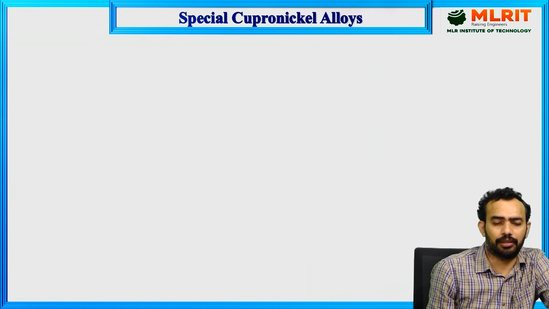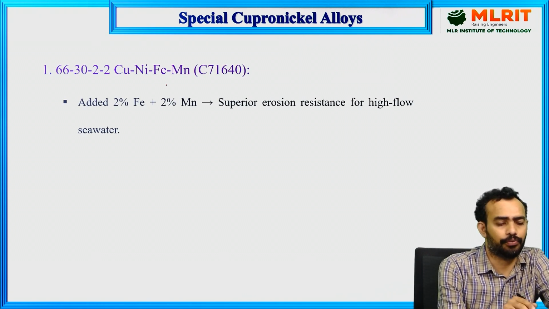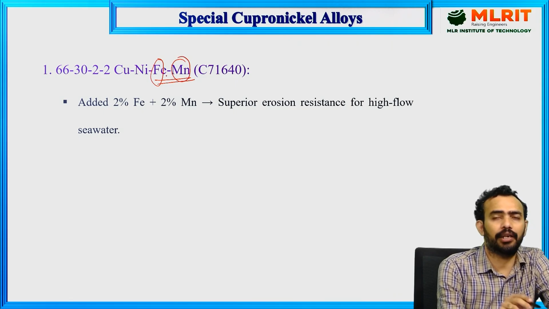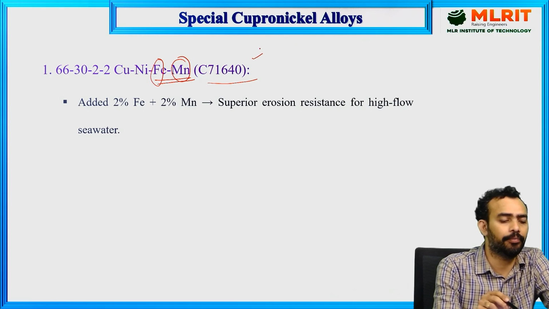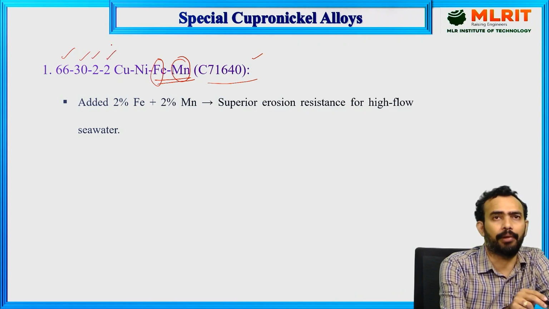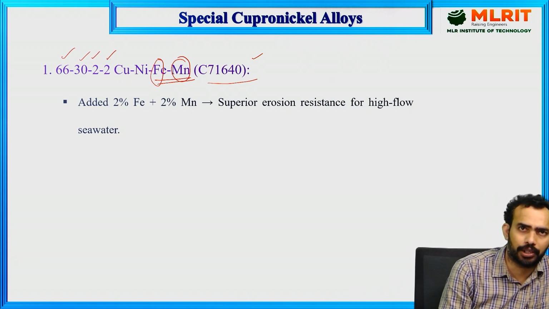We have certain special cupronickel alloys where, as we have discussed, in addition to the nickel you find 2% of iron and 2% of manganese. So we have a copper, nickel, iron, manganese alloy, C71640, with 66% copper, 30% nickel, 2% iron, and the remaining 2% manganese.